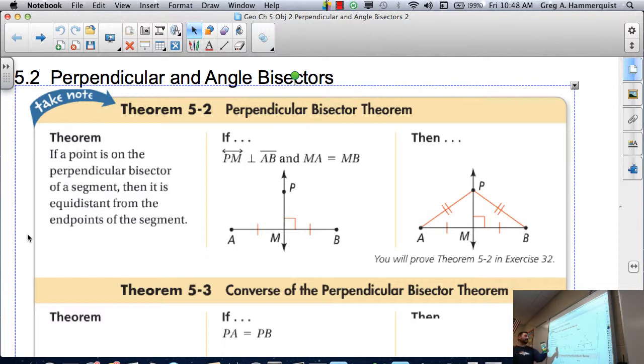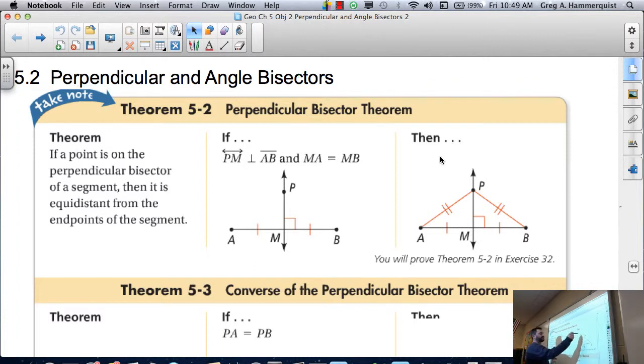So we get this if statement. If line PM is perpendicular to line AB, so we've got PM perpendicular to AB, and if we know that MA equals MB, meaning that M is the midpoint of AB, again we can see we have perpendicular, we've got those congruent marks, then what we know to be true is that PA is equal to PB. So we connect the point out on that line to the endpoints of the segment, and we get those equidistant segments, PA and PB. Those have to be congruent, or equal in length.